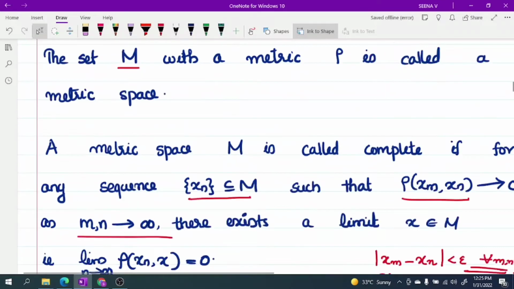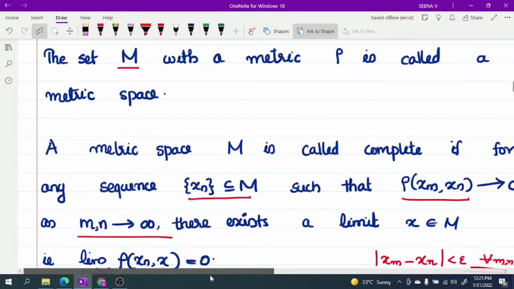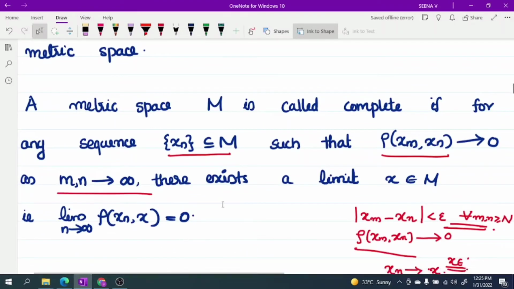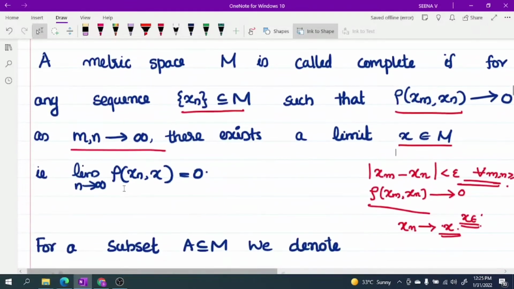Now we are going to discuss the definition of a complete metric space. A metric space is said to be complete if for any sequence xn in M such that rho of xn, xm tends to 0 as n, m tends to infinity, there exists a limit x belonging to M. That means the limit of that sequence must be in M. That is, the limit as n tends to infinity of rho of xn, x must be equal to 0. Okay, this is actually the definition of a Cauchy sequence.